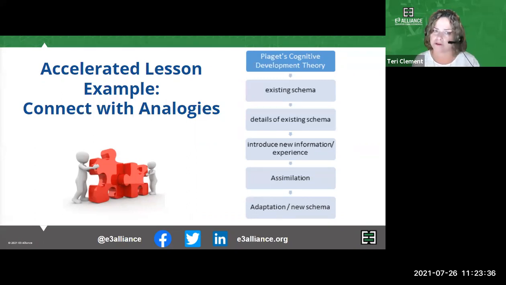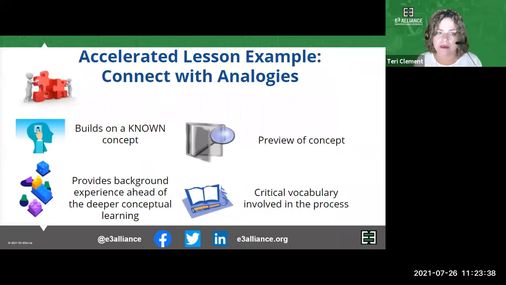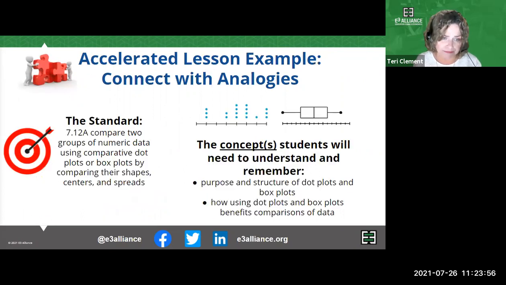I'm going to keep going further into this example. Before I do, though, the amazing thing about engaging something like an analogy is that it really hits all of those categories that I just mentioned, those types of accelerated learning. It can really provide all of these benefits. Let me show you a little bit deeper.